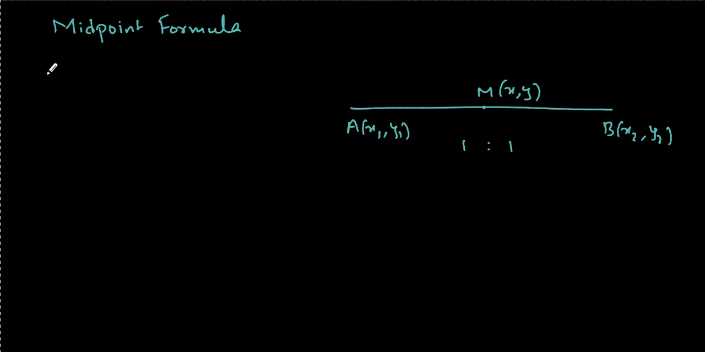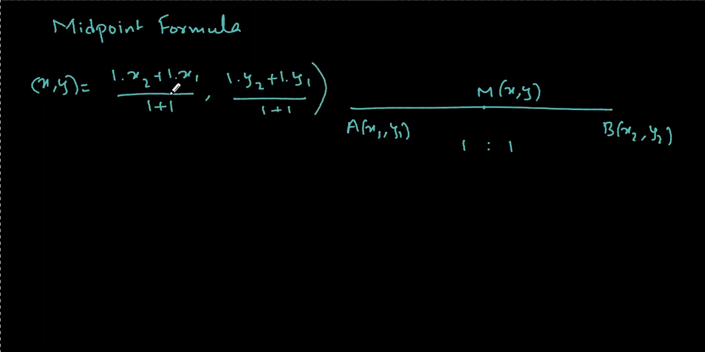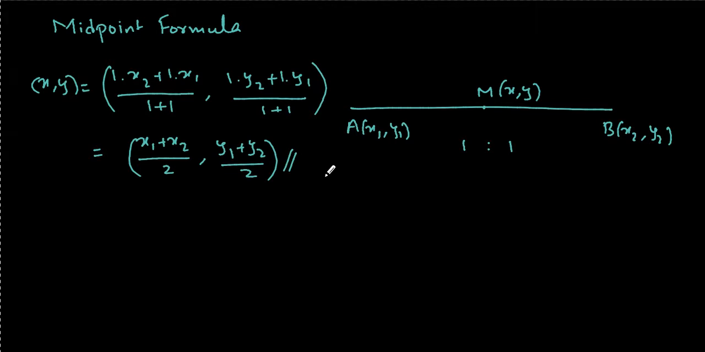Applying the internal section formula, we get (x, y) is equal to (1 into x2 plus 1 into x1) by (1 plus 1), (1 into y2 plus 1 into y1) by (1 plus 1), which gives us (x1 plus x2) by 2 and (y1 plus y2) by 2. This is the formula for midpoint of any 2 points. This is basically a simple average. This point is also called the point of bisection.